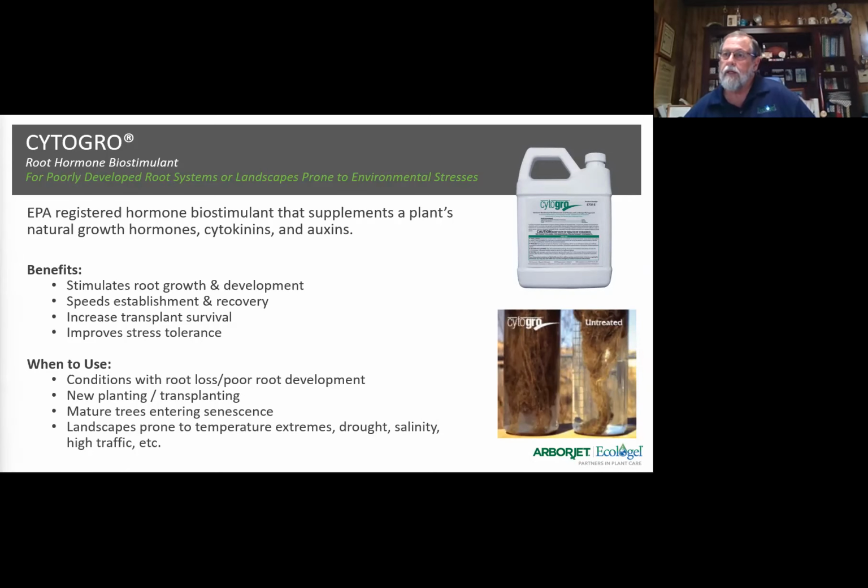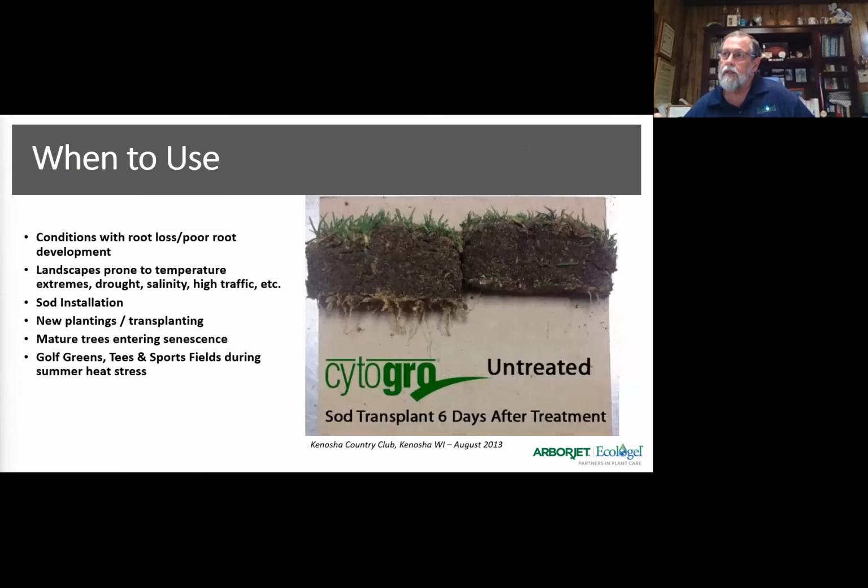So you can use that on new plantings, new seedings, as well as in maintenance. You know, we see that in planting sod, those roots are out of there. This is some sod in Wisconsin that 6 days after, those roots are already out of that sod and into the soil, maximizing the amount of nutrients they can utilize and uptake.